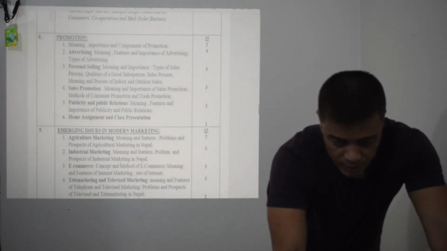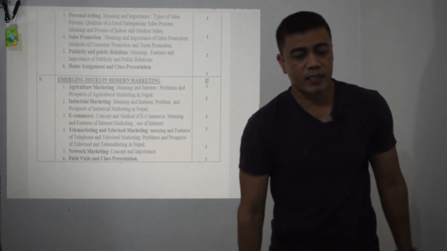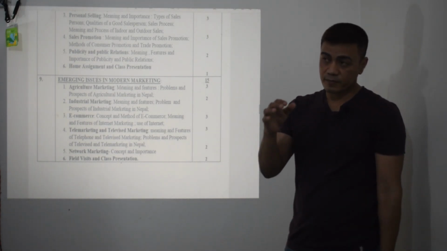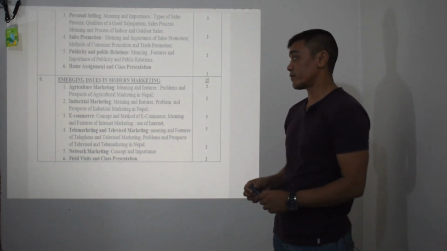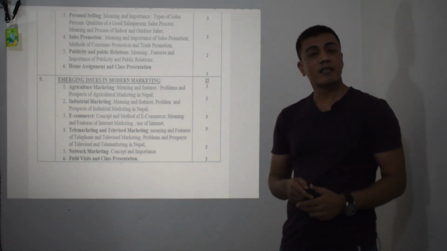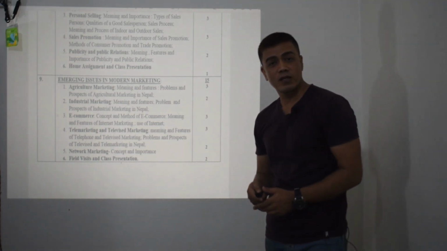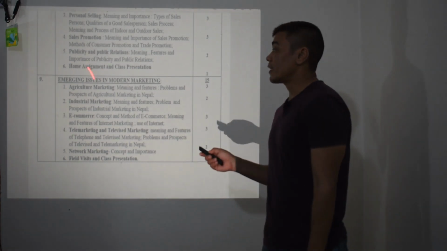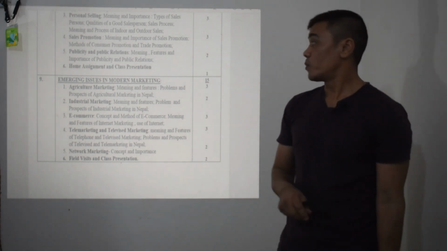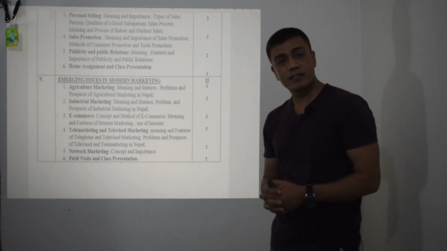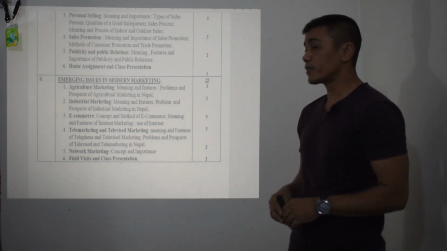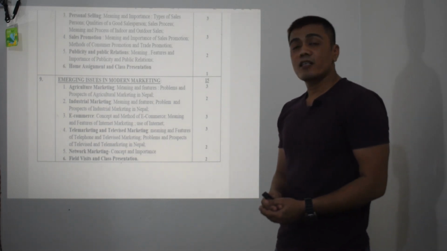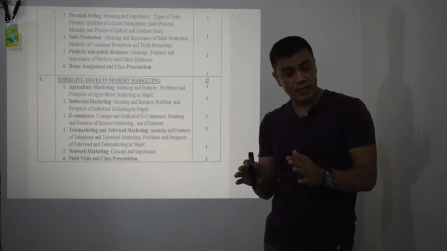And similarly, at the last, emerging issues in modern marketing, that also you need to study. And here, first of all, Nepal is an agricultural country. You know, most of the people carry out agricultural activity and agricultural marketing. What is the prospect of agricultural marketing in Nepal? That is important. And what are the problems of agricultural marketing in Nepal, study.